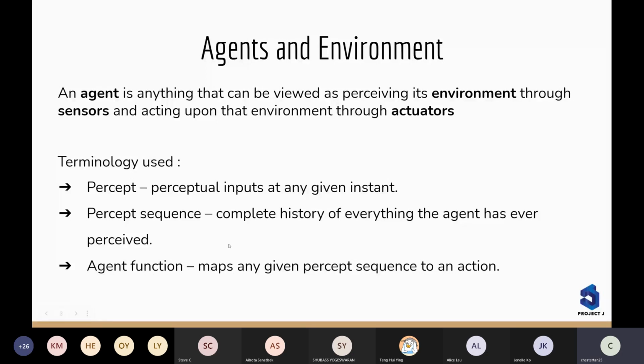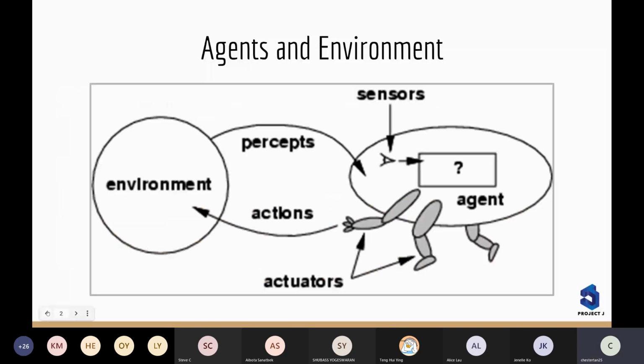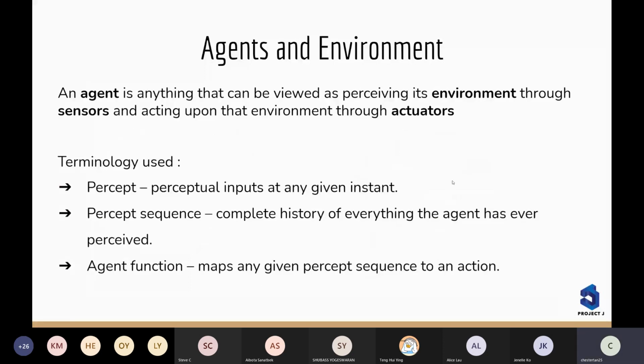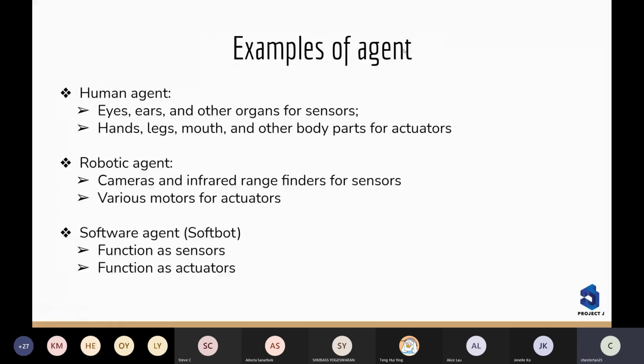And the agent function is the part in this box, which translates the percepts into an action with some sort of function, which maps any given percept sequence to an action. Right now we proceed to our next part, which is an example of an agent. For example, a human: our eyes, ears, and organs are sensors, and the hands, legs, mouth, and other body parts are actuators. We use those to perform actions and use the sensors to get the percepts from the environment.